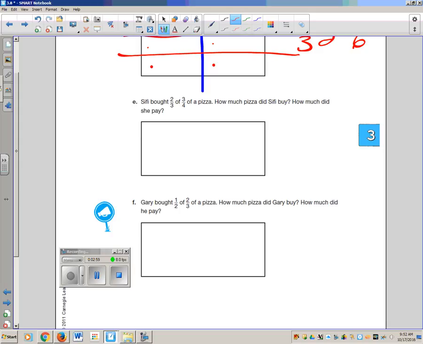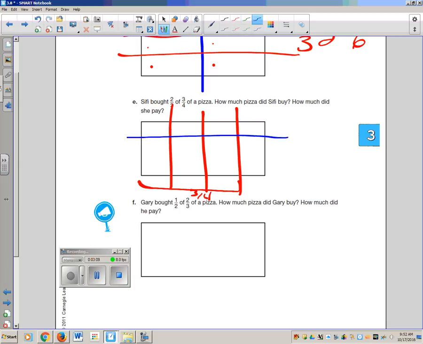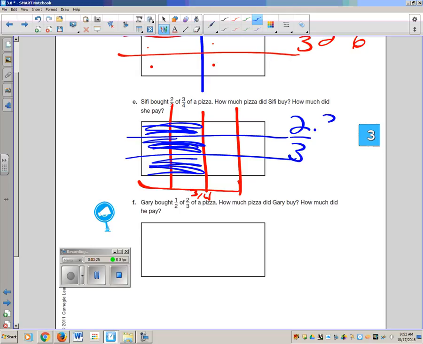E, 2/3 of 3/4. 1, 2, 3. So here's my 3/4 right there. Then you go thirds going across. 1, 2. I'm going to take 2 of them. Two-thirds times 3/4 is 6/12. We shaded in half of the entire rectangle. Okay, so that's the picture drawing.